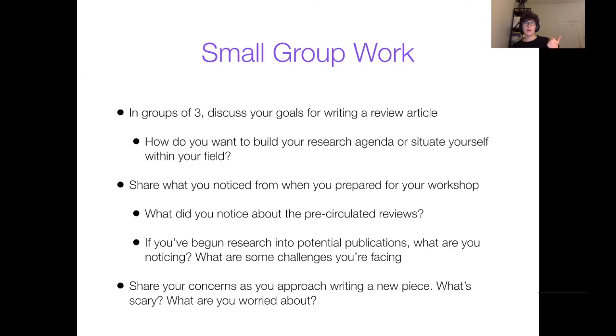One thing you can think about is, how do you want to build your research agenda or situate yourself within your field? So we can be strategic about the review that we want to write. It's part of our publication history, and so you want to use it to position yourself as an expert in some area within your discipline. You could also share what you've been noticing, either as I've been talking tonight, or if you looked at some of the reviews that I shared in advance, or other publications or reviews. What are you noticing?